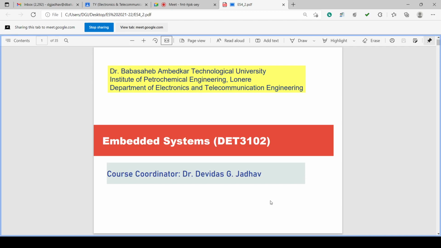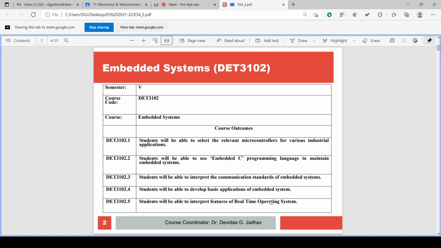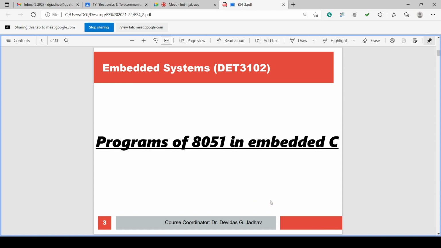So good morning, this is Embedded System D83102. Course outcomes: students will be able to select the relevant microcontrollers for various industrial applications. Students will be able to use embedded C programming language to maintain the embedded system. Students will be able to interpret the communication standards of embedded systems. Students will be able to develop basic applications of the embedded system. Students will be able to interpret features of real-time operating systems.